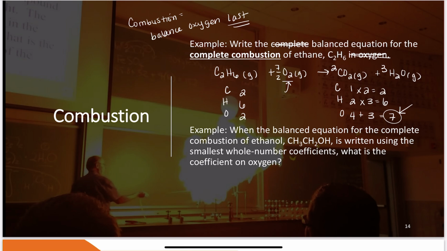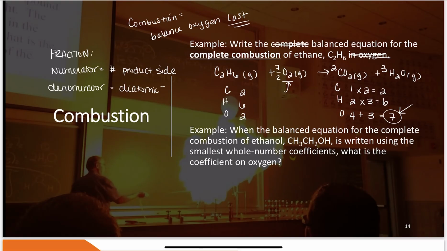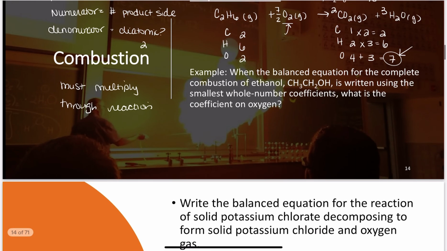So now what I'm going to do, again, if needed, check for fraction. If you need the fraction, the numerator is the number from the product side. The denominator, if you're dealing with the diatomic, will be 2. But then you must multiply through the reaction by that denominator to clear that fraction.